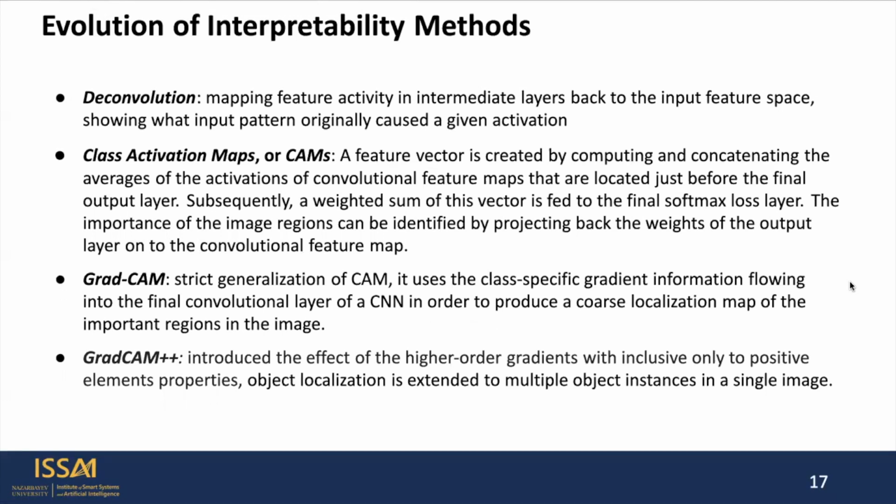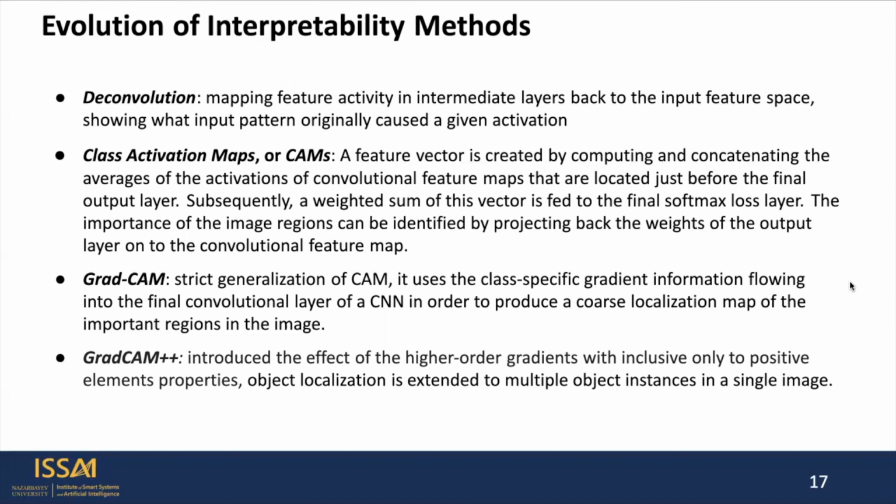Another method which has been popular for a while is the class activation maps. Here we first create a feature vector by concatenating the averages of activations of convolutional feature maps, which are located before the final output layer. And then a weighted sum of these vectors is fed into the final softmax layer, and we then project back the weight of the output layer on the convolutional feature maps, so thus we can identify the important image regions.